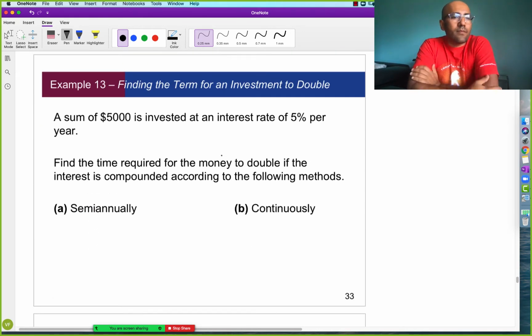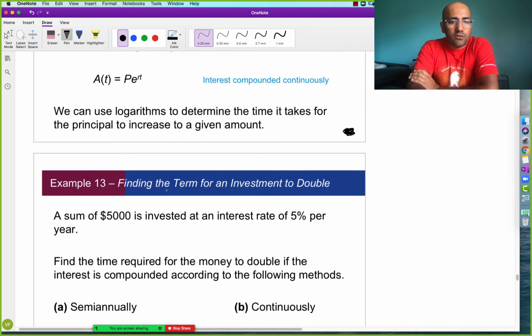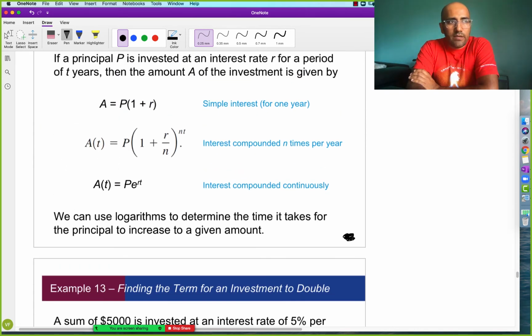Let's look at some examples. A sum of $5,000 is invested at an interest rate of 5% per year. Find the time required for the money to double if the interest rate is compounded in the following methods. Okay, so we know our formula for compounding. For this one, semi-annually, it's going to happen twice a year. So that means n equals 2. We'll replace n by 2. We know the interest rate, we know the principal, and we know that it's going to double.